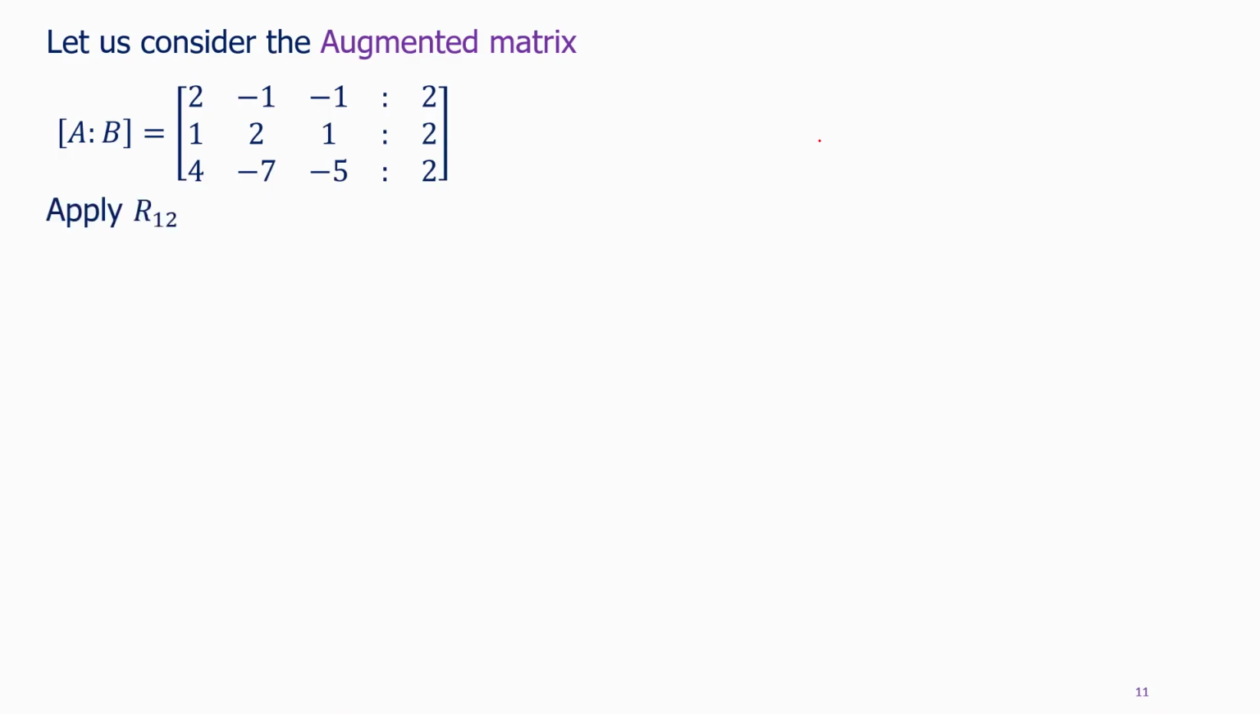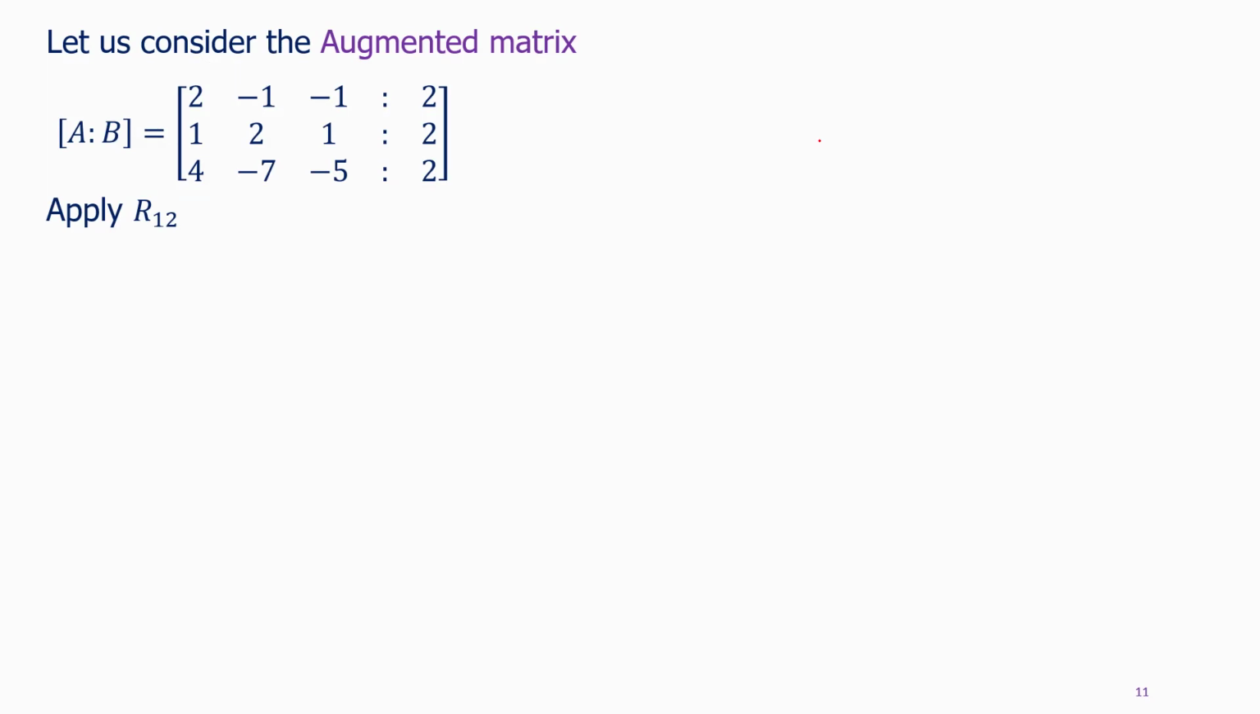Let us consider the augmented matrix, because if you want to solve the given system, or check whether the given system of equations is consistent or not, we have to find the rank of the coefficient matrix and the augmented matrix. The augmented matrix is nothing but the combination of the coefficient matrix and the constant matrix. So now we want to find the rank of the augmented matrix as well as the coefficient matrix. We first have to reduce this matrix to its echelon form.